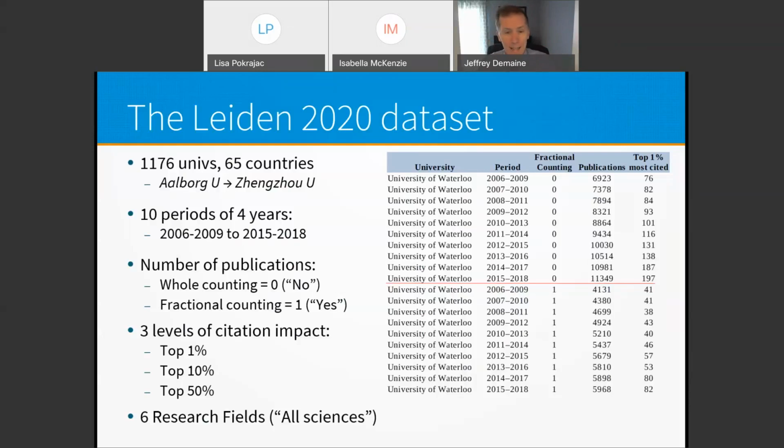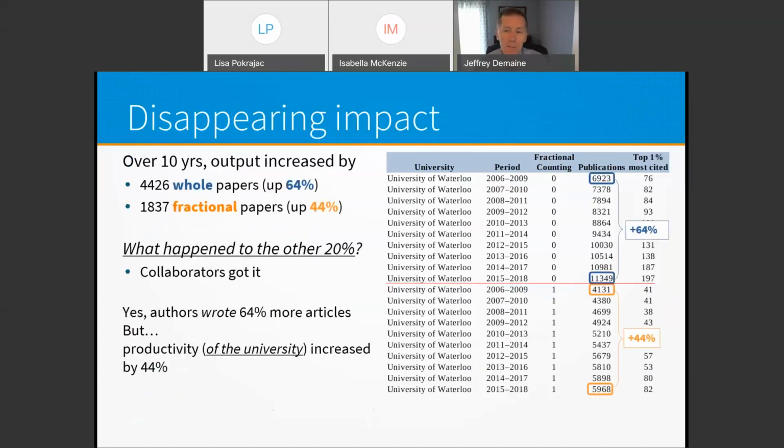First, it counts them as whole documents, that is to say, when the fractional counting column is set to 0, that's no. And then just below the red line, the exact same articles all over again, but now the fractional counting toggle switch is switched to 1. That means, yes, it is fractionally counted. And it counts the number of articles at 3 levels of citation impact: top 1%, top 10%, top 50%.